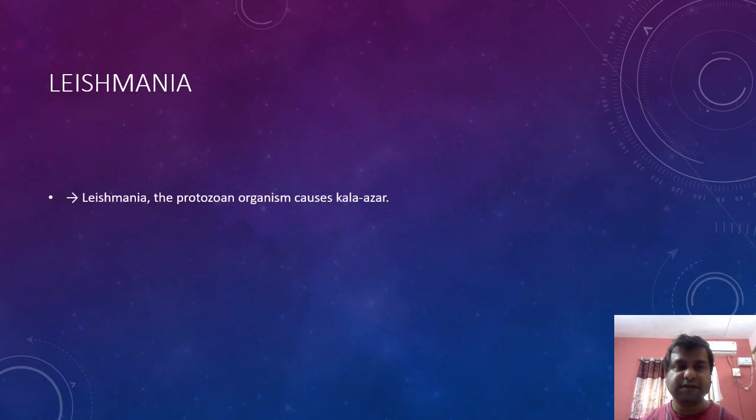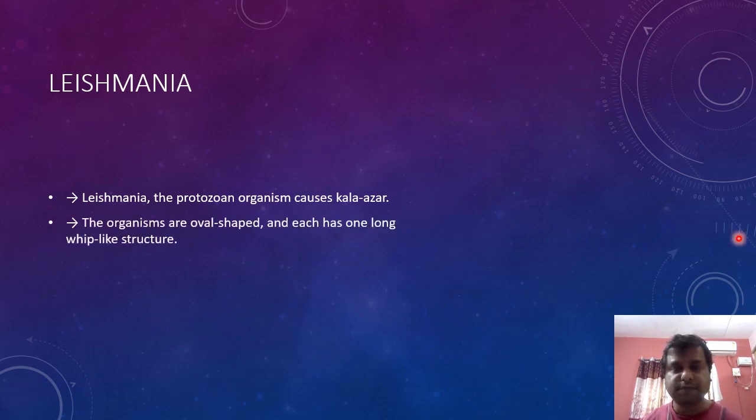Next is Leishmania, caused by a protozoan, which causes Kala-Azar. It is oval shaped, and each one has one whip-like structure called the flagellum, which allows it to move.